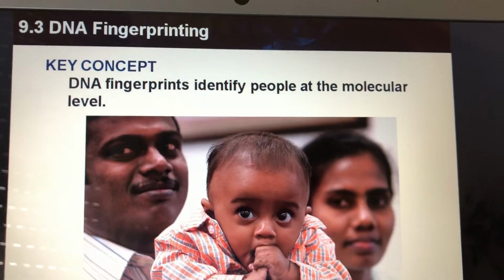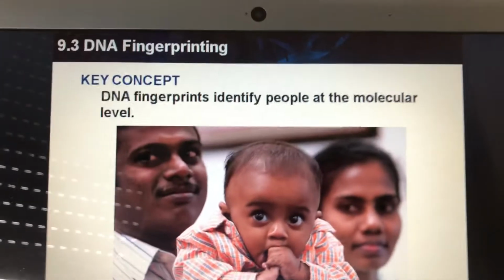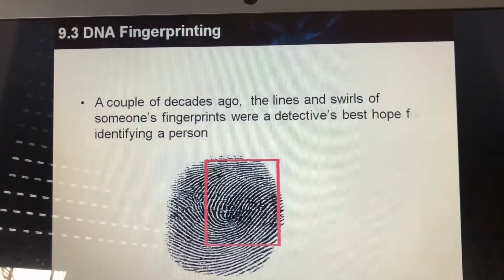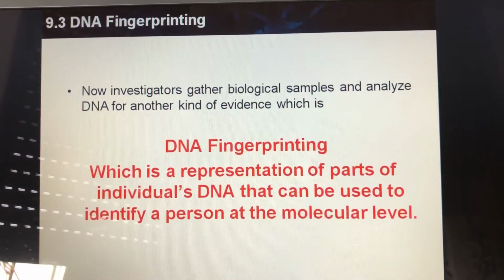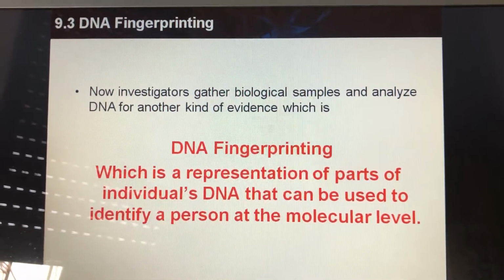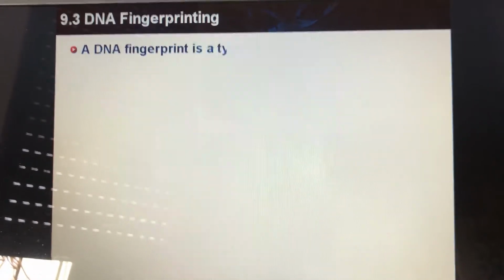the main concepts of DNA fingerprinting, which is a technique that's used to identify people at the molecular level. We said that DNA fingerprinting is a representation of parts of individuals' DNA that can be used to identify a person at the molecular level.